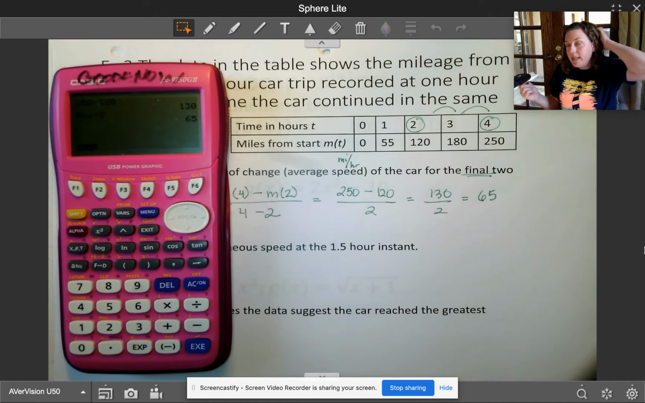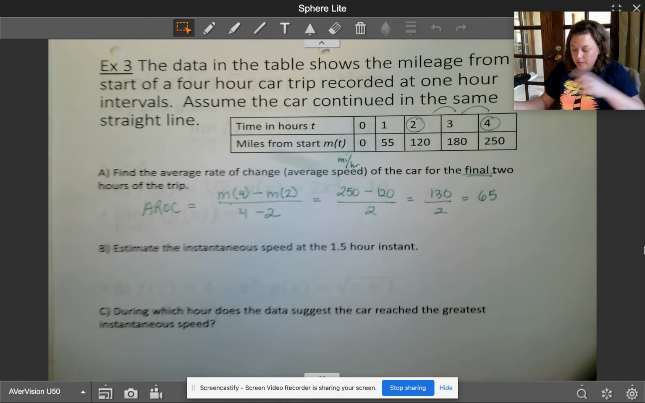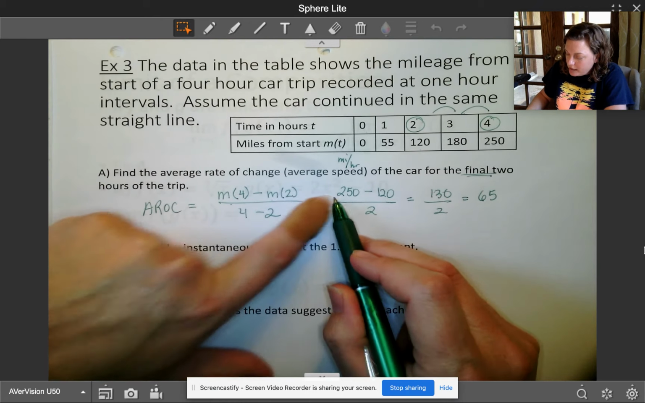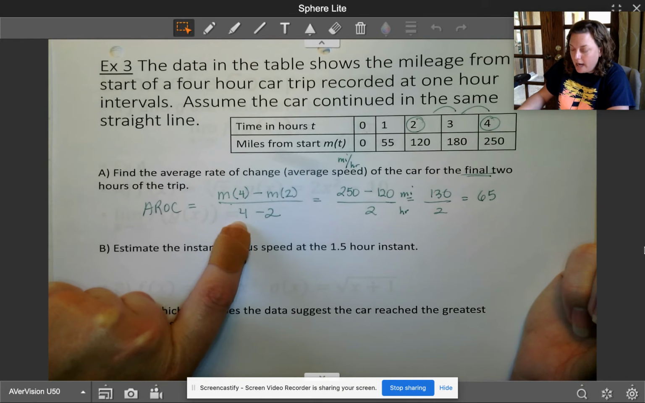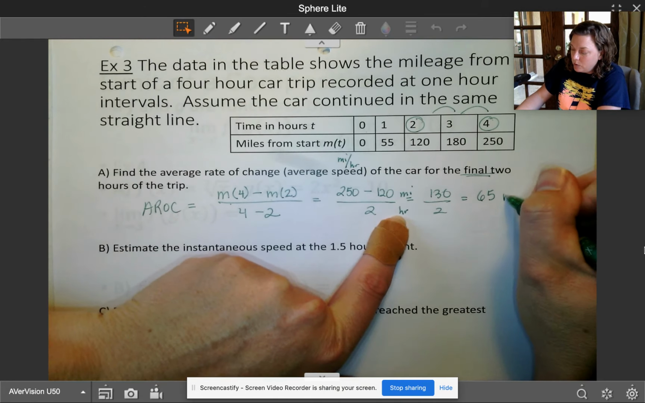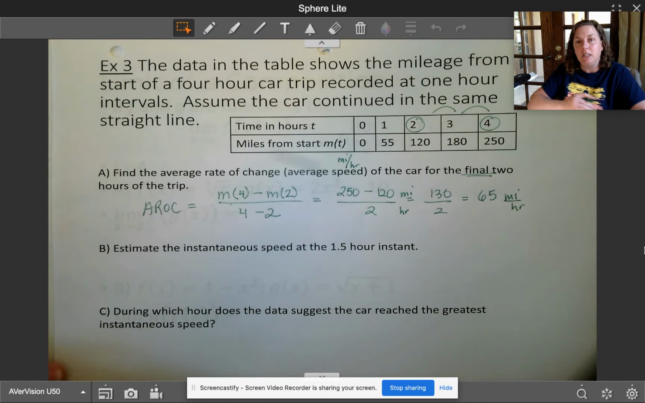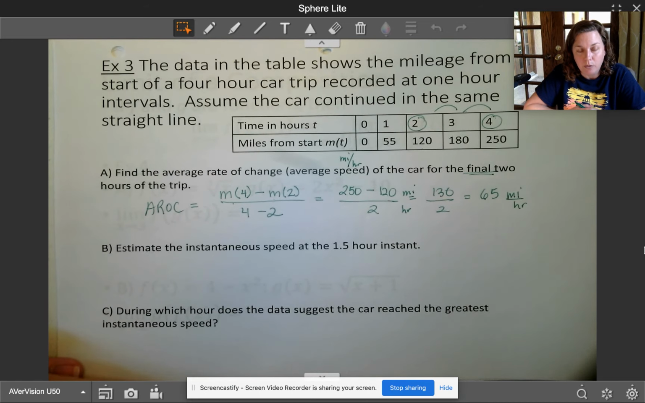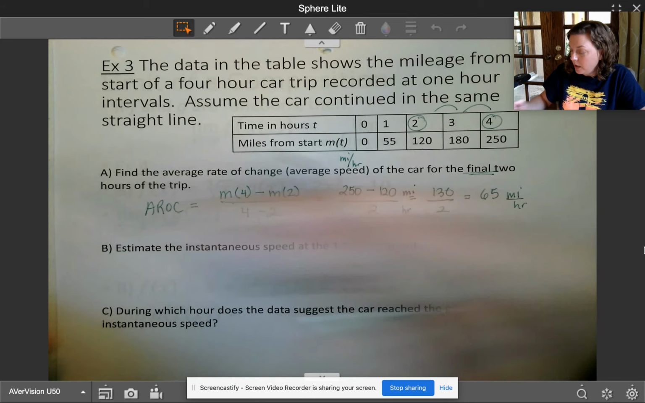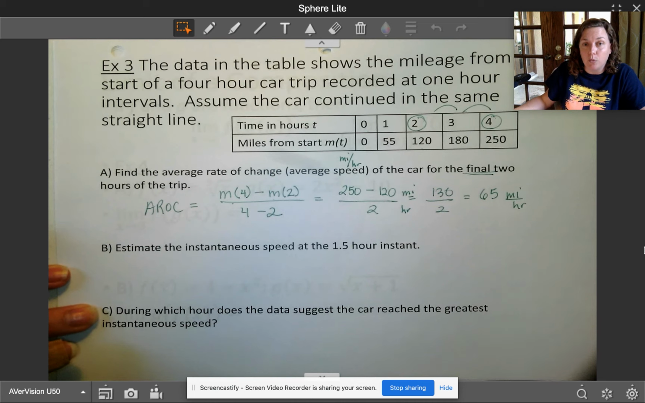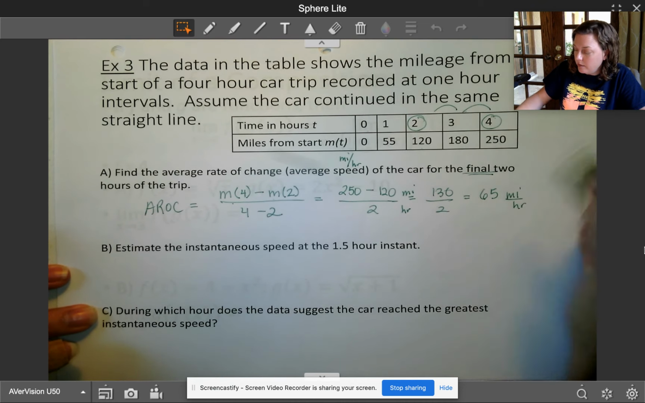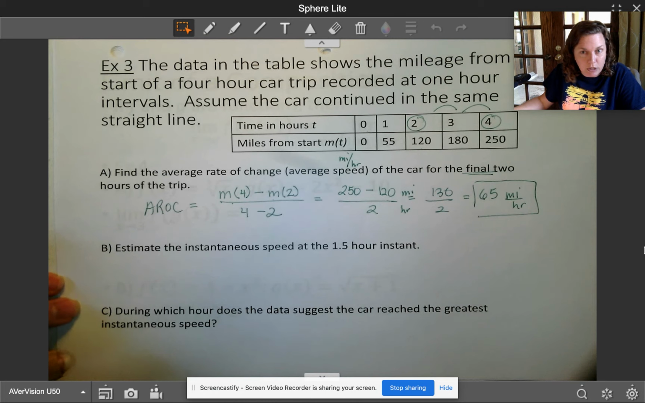All right, so one thing we want to talk about is units. This was 250 miles minus 120 miles, and this was 4 hours minus 2 hours. So we get units, and they do often give you points for units. Like it's a whole point on the free response sometimes. When they say, calculate the speed of the car, then you'd get 1 point for your answer of 65 and also a point for the miles per hour. So it's really important to keep those units on there if you're given units.